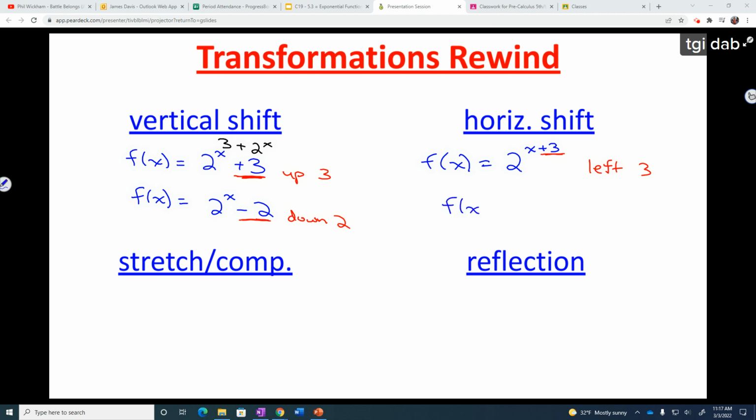And then, so let's just use this other one. Let's make it 2 to the x minus 2. Yeah, there we go. Then we can also have stretches and compressions. That's when we multiply by something. So let's say we have 3 times 2 to the x. It will always look like that, with a number times our exponential function.